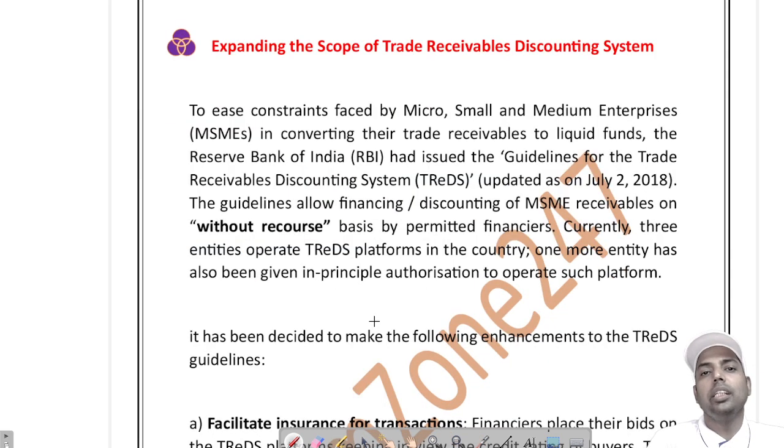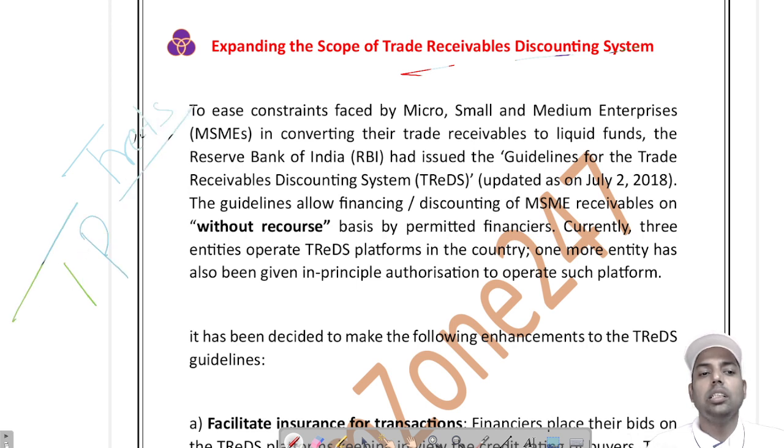Next is extending the scope of the trade receivables discounting system. You must know TReDS. It is generally written as TReDS. The guidelines allow what are the trades? TReDS is actually a discounting system.